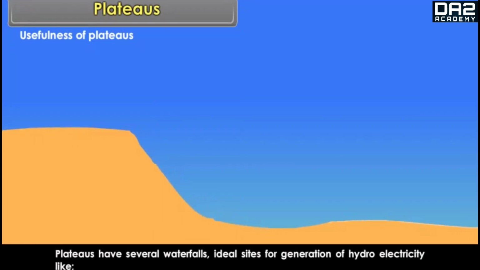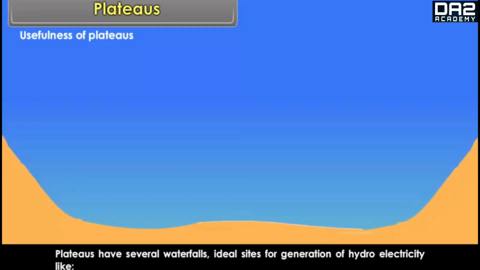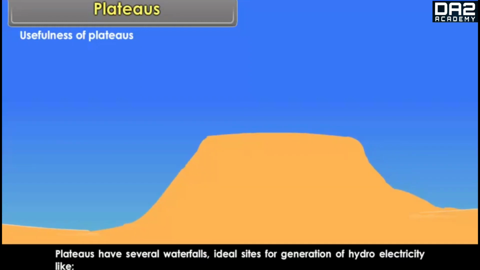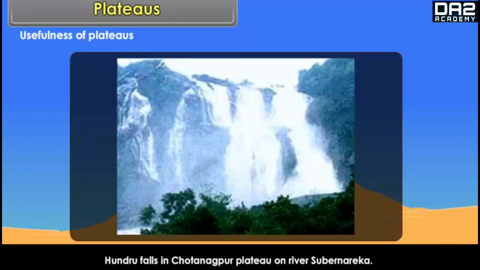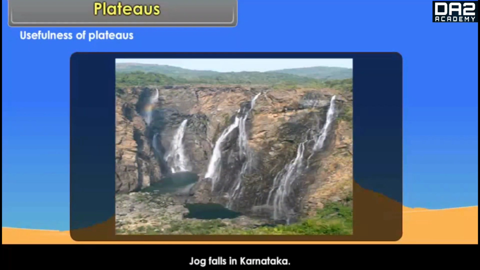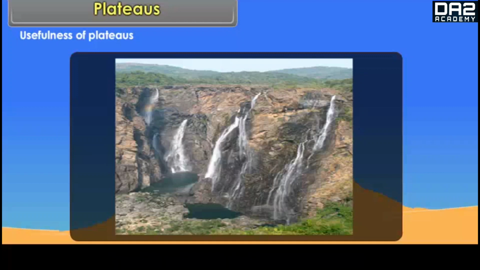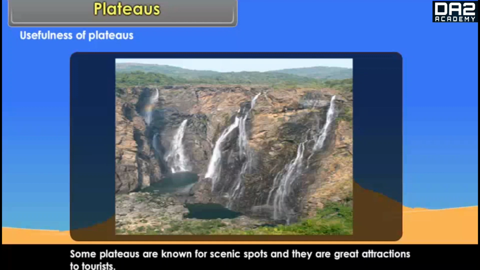Plateaus have several waterfalls, ideal sites for generation of hydroelectricity like Hundru Falls in Chota Nagpur Plateau on river Subarnarekha. Lava plateaus rich in black soil are ideal for cultivation. Some plateaus are known for scenic spots and they are great attractions to tourists.